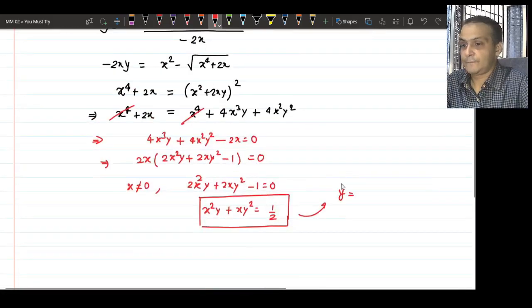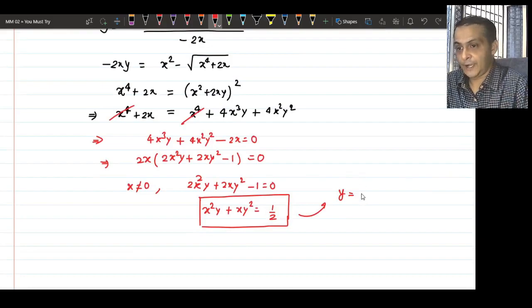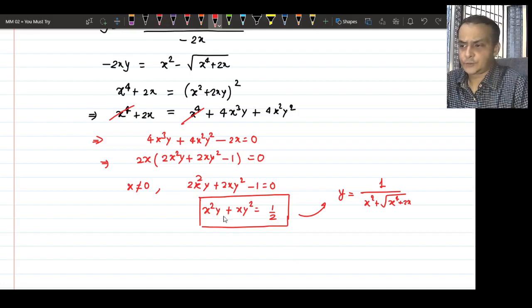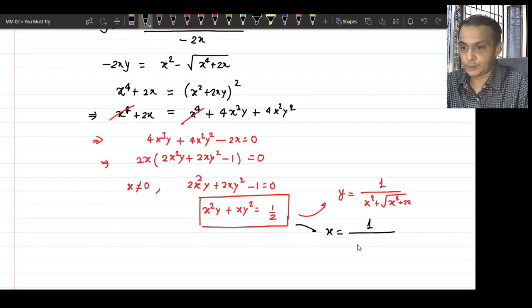It means if I simply want to write y from here, I should write 1 divided by what was that? x squared plus square root of x to the power 4 plus 2x, correct? It should be. But what will happen if I solve for x from here? Because of the symmetry, if you solve for y, you get that thing. So if you solve for x, x will be replaced with y, correct? So if you solve for x, you get y squared plus square root of y to the power 4 plus 2y.